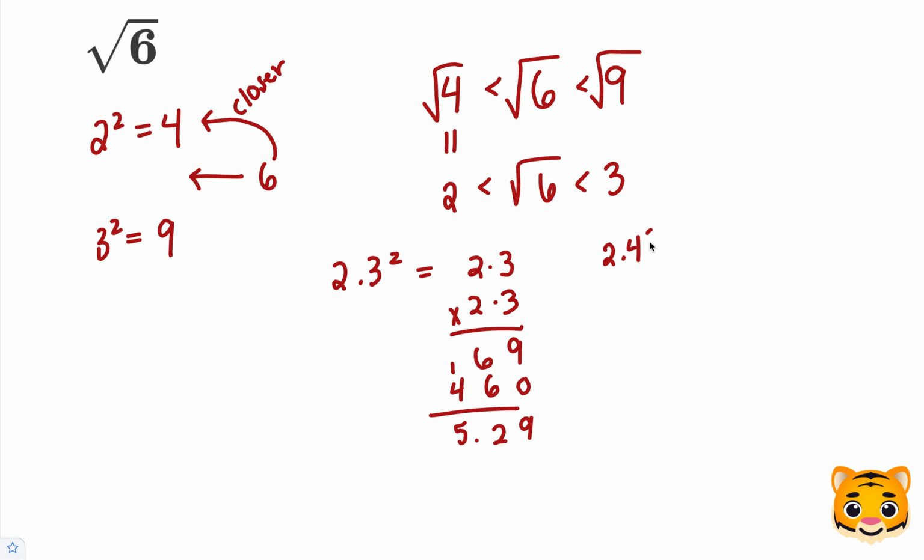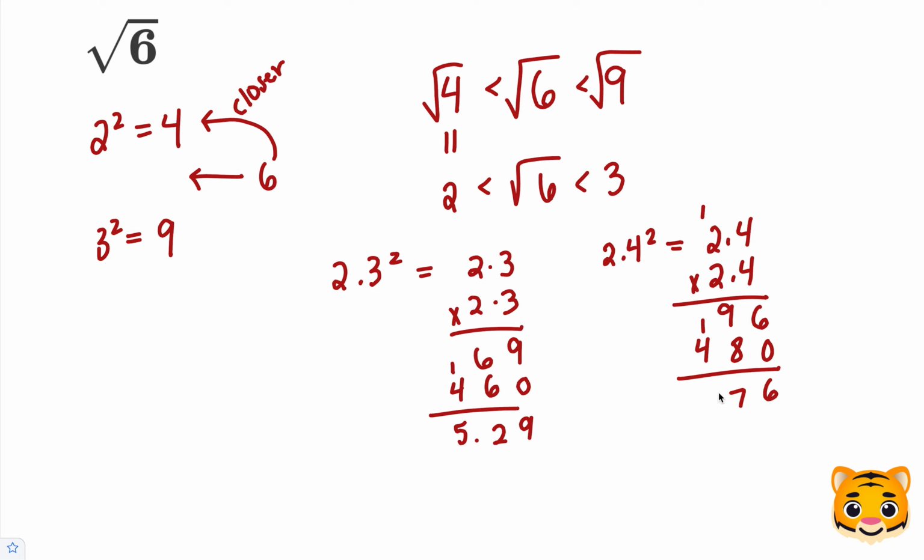Let's try 2.4 squared and see if we can get closer to 6. 2.4 squared is equal to 2.4 times 2.4. 4 times 4 is 16. 2 times 4 is 8 plus 1 is 9. Add our 0. 2 times 4 is 8, and then 2 times 2 is 4. When we add these together, we end up getting 5.76, which is a lot closer to 6.